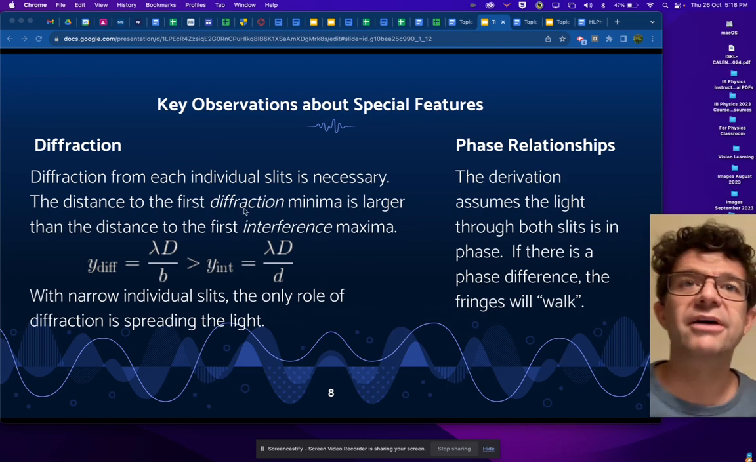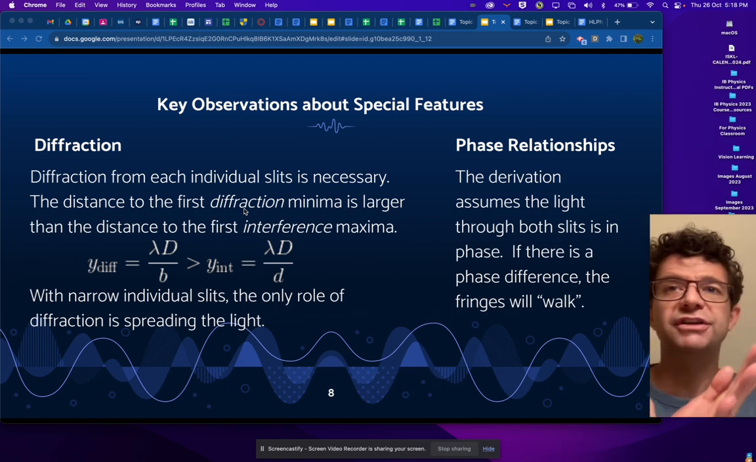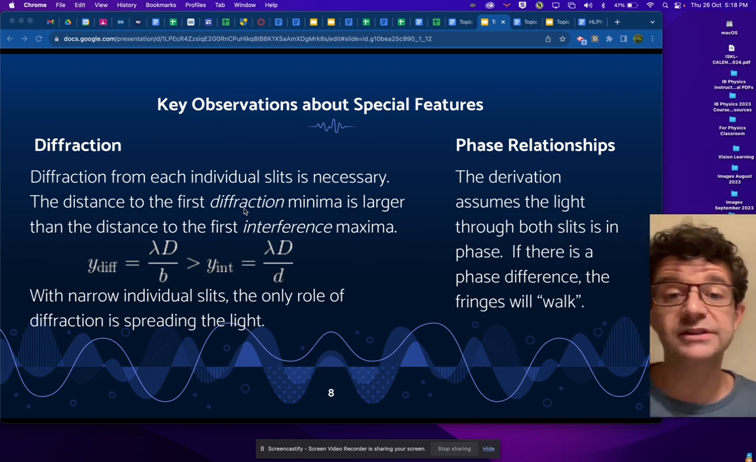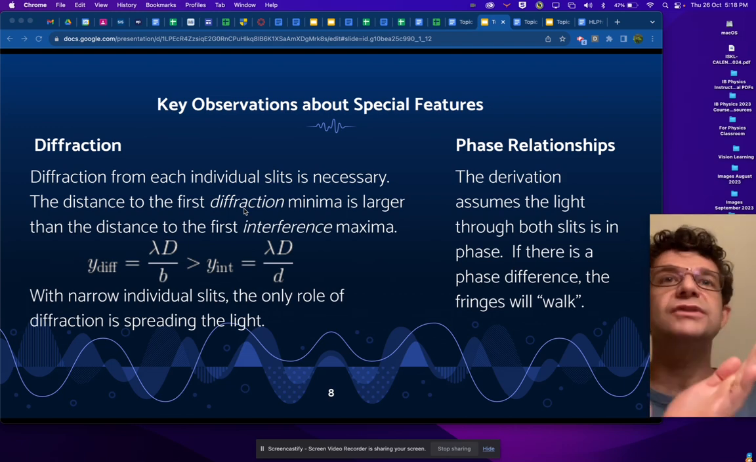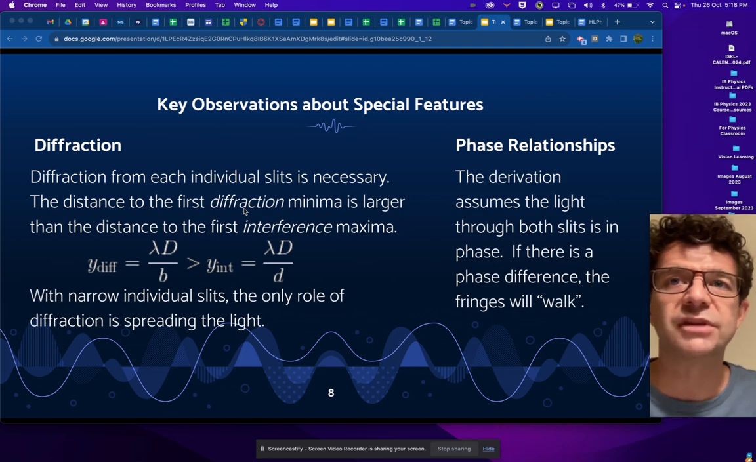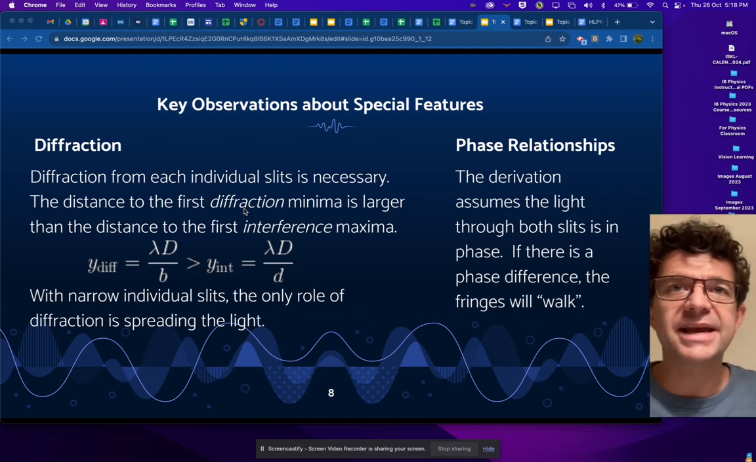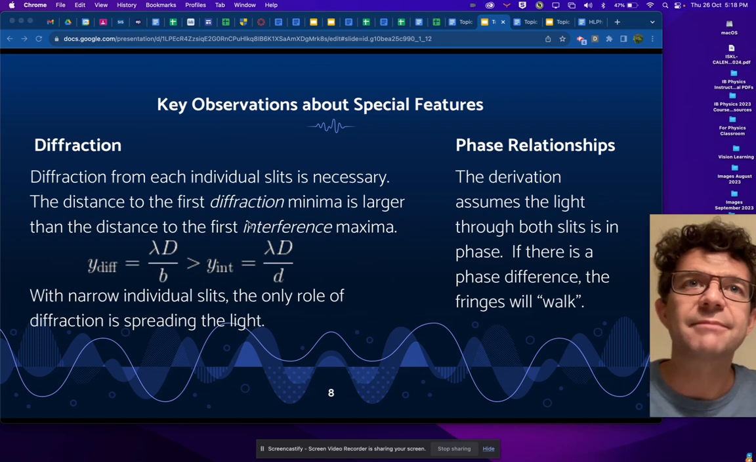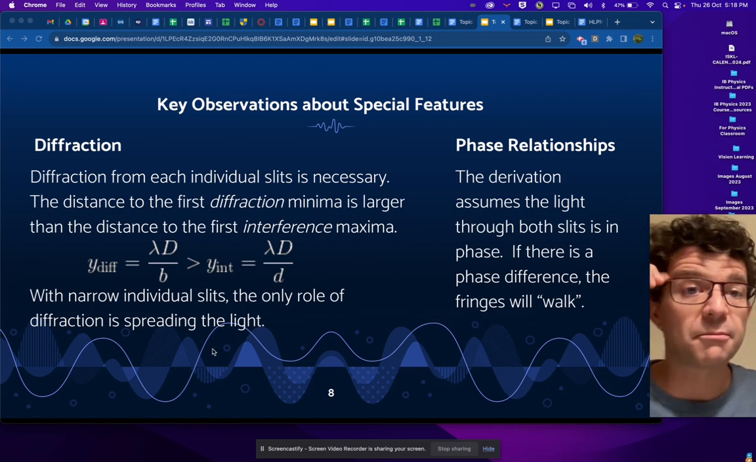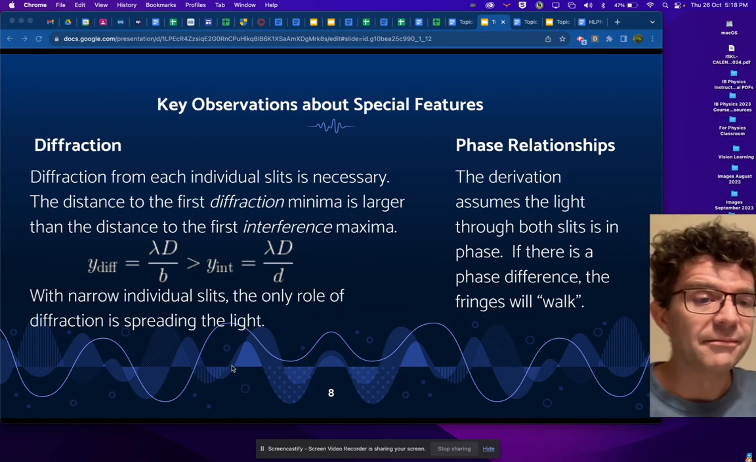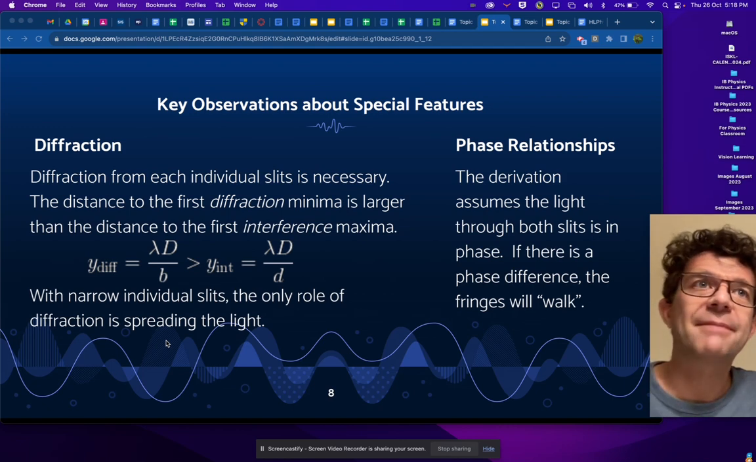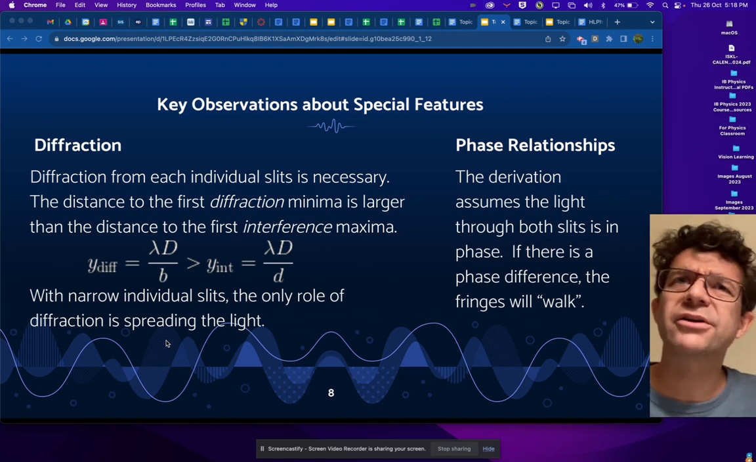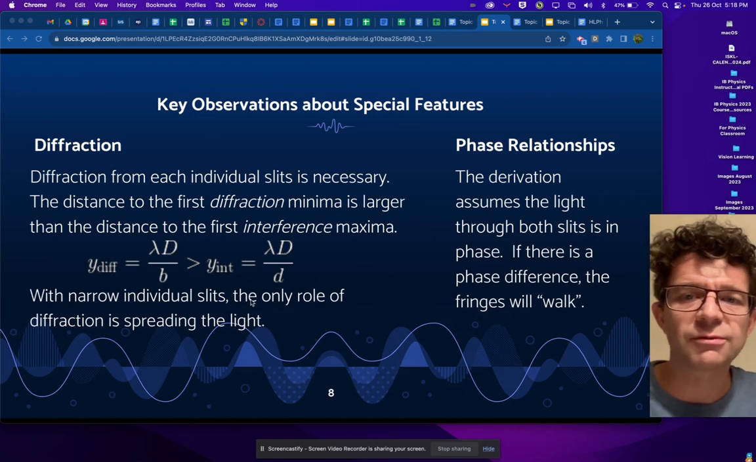Usually, what we're thinking about is when we have very, very large diffractions, so very, very narrow slits, meaning we're in that extreme case where the two slits act like point sources of light, and all of the space on the other side of the two slits can be reached by light from both the top source and the bottom source. And so the only role that diffraction plays is in spreading the light. In a little bit, we'll look at what happens when the slits are a little bit wider and diffraction minima play a role as well.